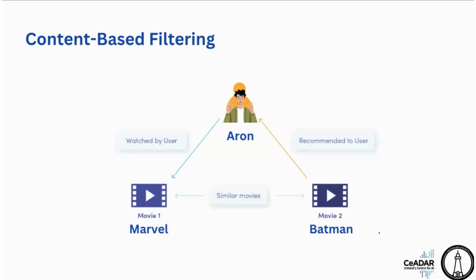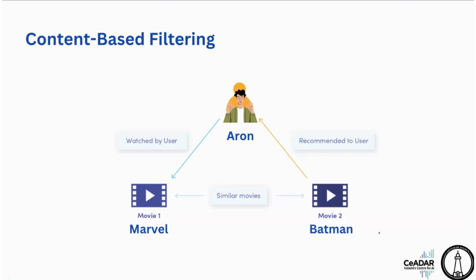Aaron likes to watch Marvel movies. That is being watched by the user. So now he is automatically considered by the system to watch a Batman movie. Why? Because these all come under the same umbrella. That's called content-based filtering. So they are similar movies.